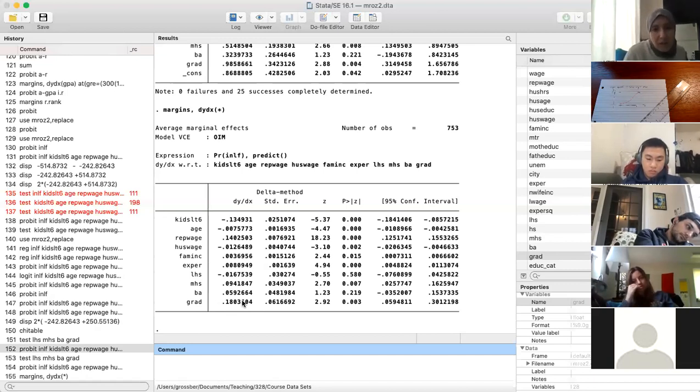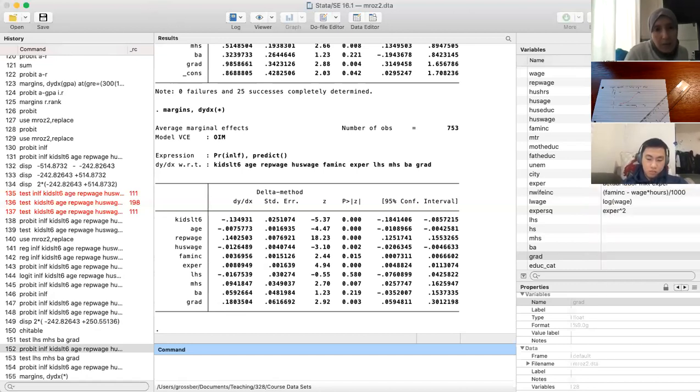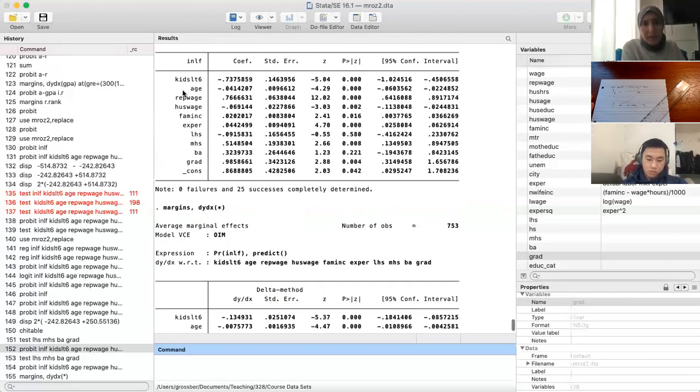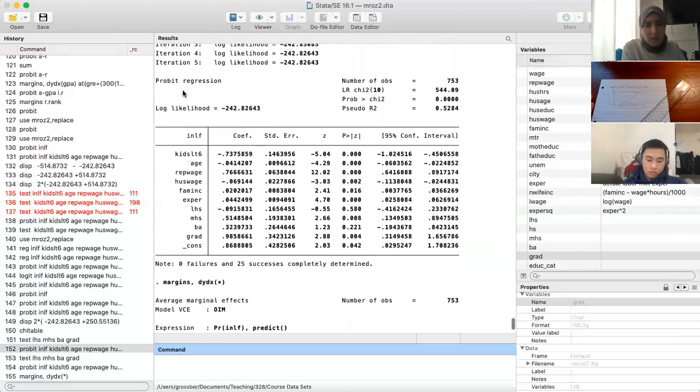Professor, I have just a small question. How did Stata know that the INLF was the dependent variable? Because when you typed margins, comma, dy dx, star, how did it know? Is it because it's the first on the list, or that it is the dependent variable, or how does it know?